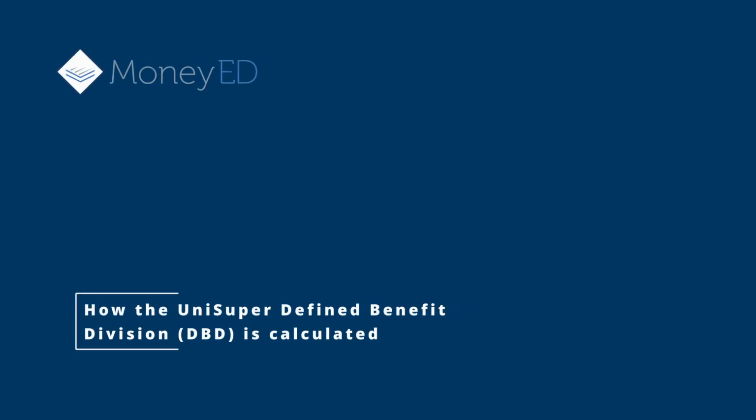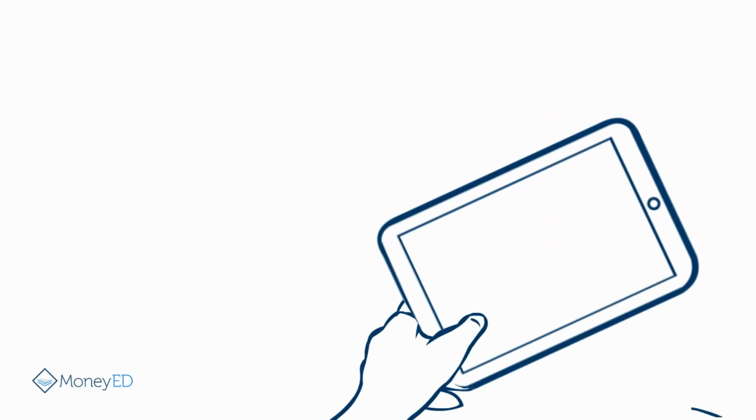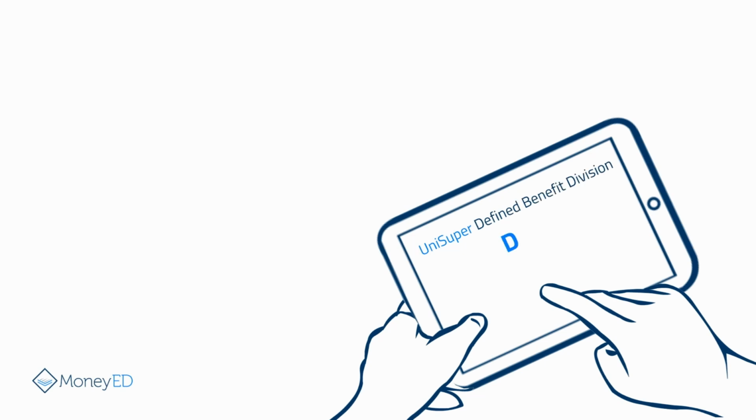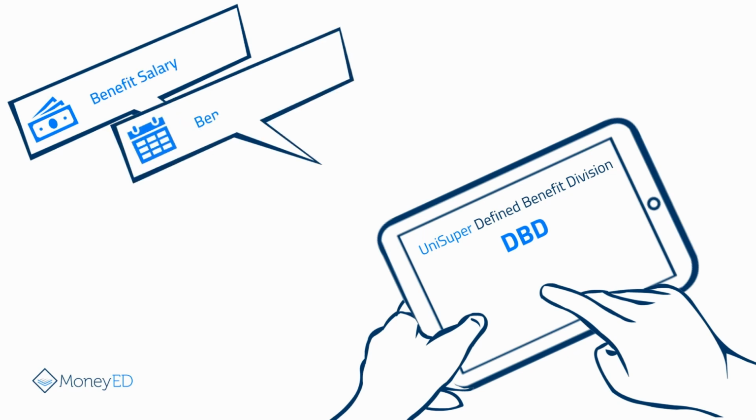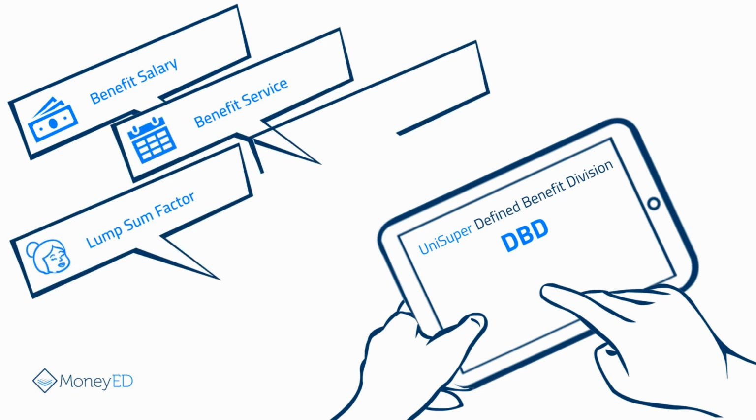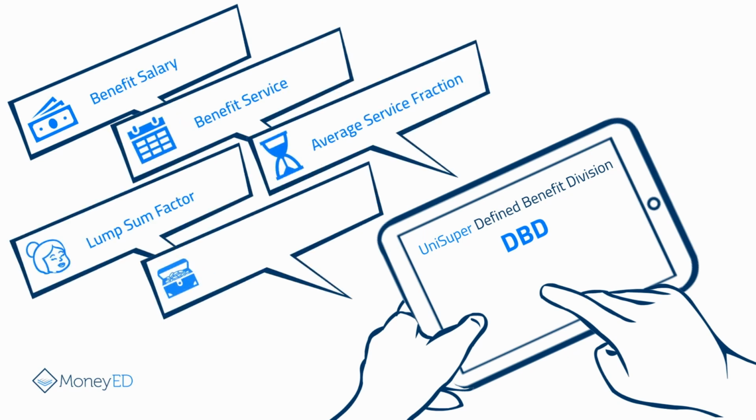In this video, we are going to show you how the UniSuper Defined Benefit Division is calculated. Your UniSuper Defined Benefit Division, or DBD account balance, is calculated using a number of components, which are dependent on factors such as your salary, how long you have worked, your age, how many hours you have worked, and how much you have contributed as a member.